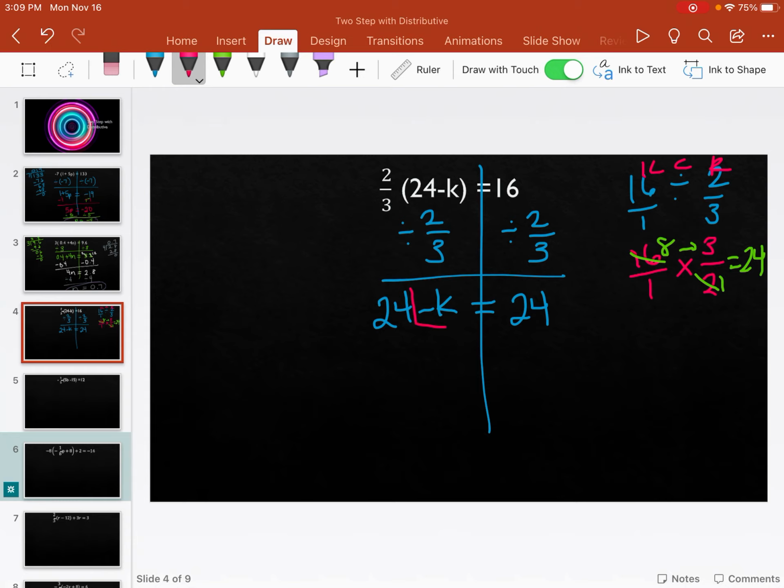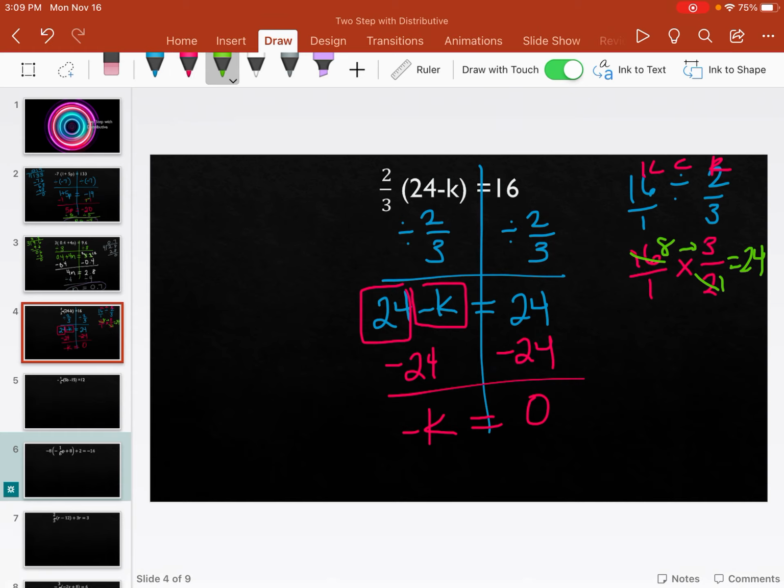Then remember, we think of these like they're terms. So this is a positive or a plus 24, so I'm going to subtract 24. So I have -k equals 0. And then I don't really want to know what the opposite of k is. I want to know what k is. So this is like a -1k. So I would divide by -1, divide by -1, which leaves me k equals 0.